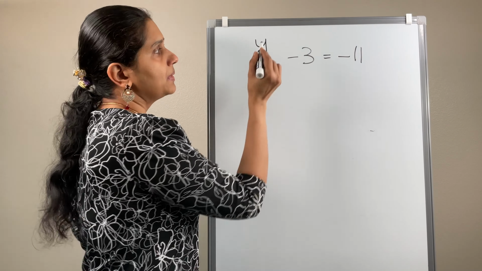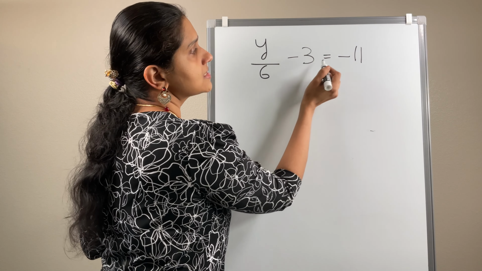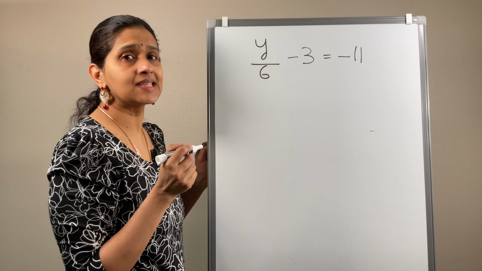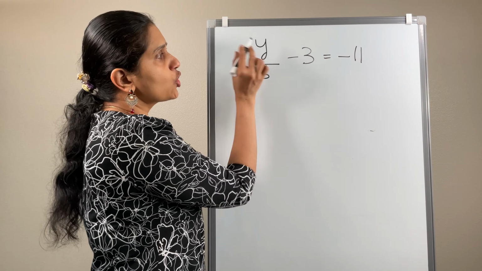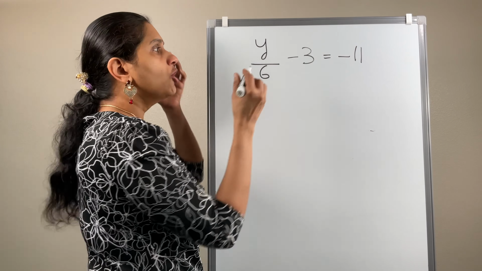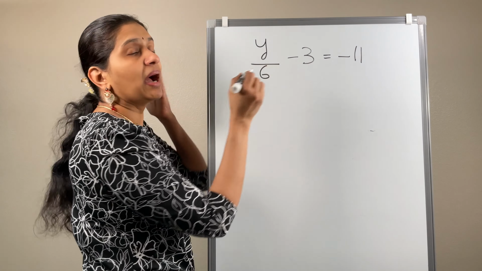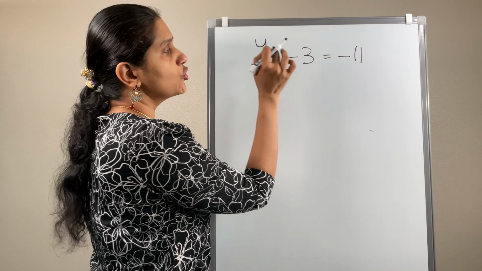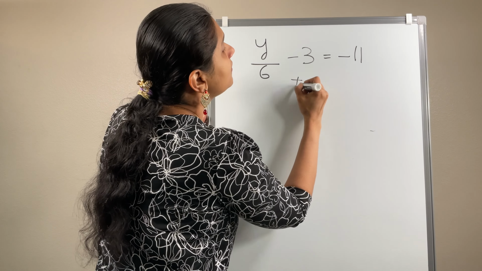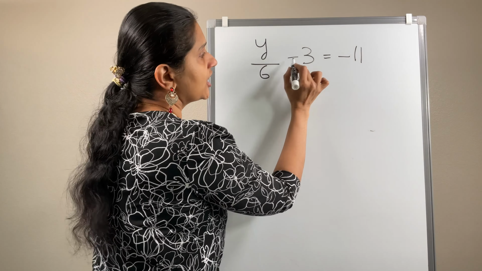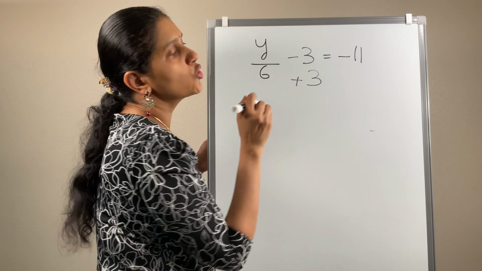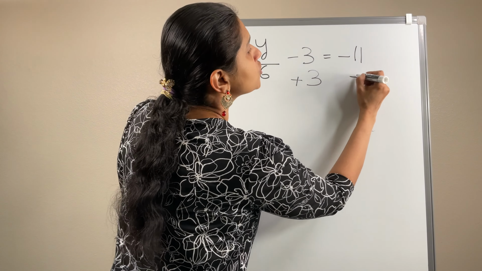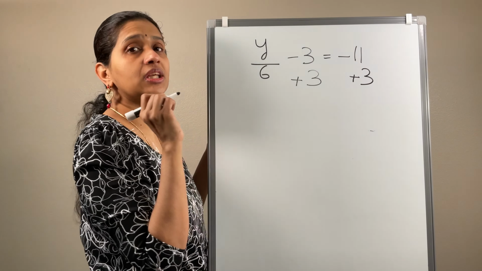Consider the example y by 6 minus 3 equal to minus 11. So, our aim is to isolate the variable y. For that, first we need to avoid minus 3 on this side, which is associated with y. So, for that you have to take the inverse of negative 3. Negative inverse is going to be positive. So, you are going to add positive 3 on both the sides.